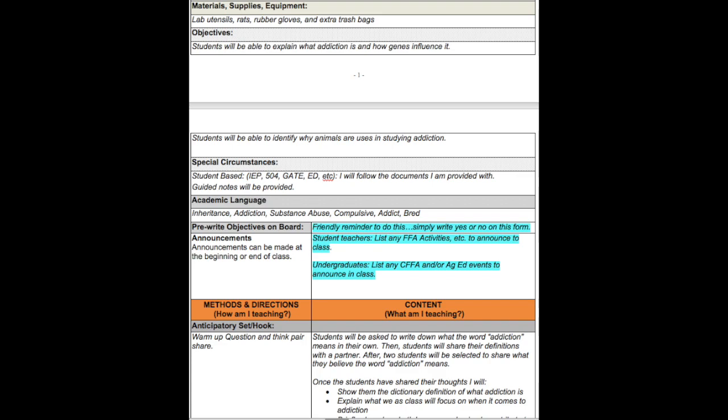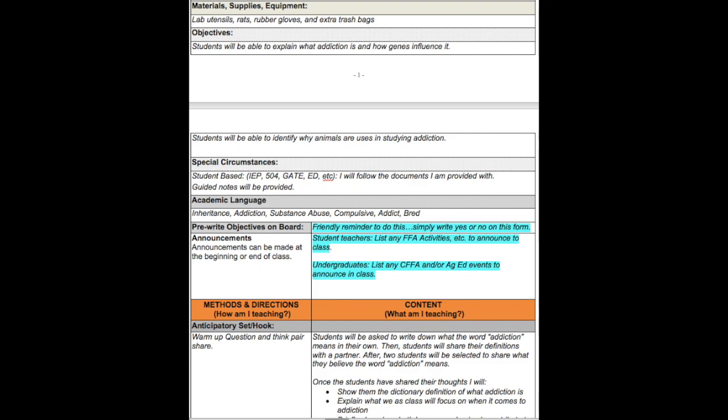For my materials, I'm going to use lab utensils, rats, rubber gloves, and extra trash bags. My objectives will be students will be able to explain what addiction is and how genes influence it. Students will also be able to identify why animals are used in studying addiction.